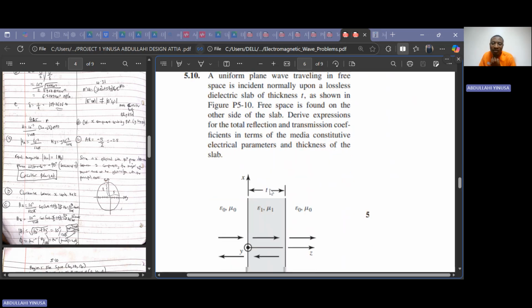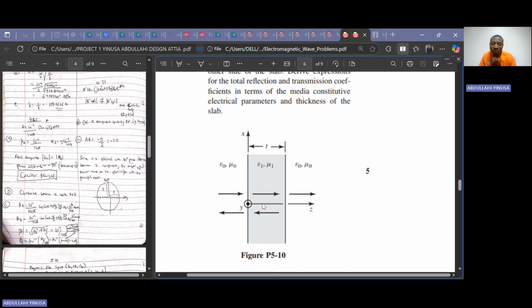It has an epsilon r of 1/36 pi times 10 to the power minus 9. That goes to epsilon r. Epsilon 1 is equal to epsilon naught epsilon r. From here you are going to add the incident wave and the reflected wave in the first medium. And then you are going to apply the boundary condition.